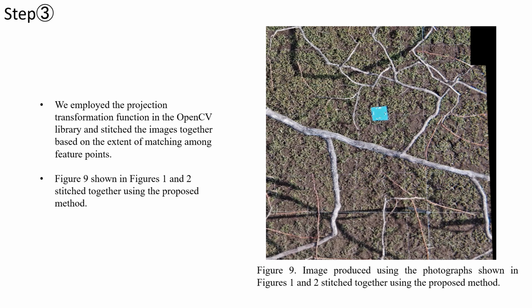Finally, we calculated a projection transformation matrix using the feature points extracted from the silhouette image, which allowed us to merge the aerial photographs. By utilizing the projection transformation function from the OpenCV library, we successfully stitched the images together, relying on the degree of matching between the feature points. And Figure 9 is the image produced using the photographs shown in Figures 1 and 2 stitched together using the proposed method.